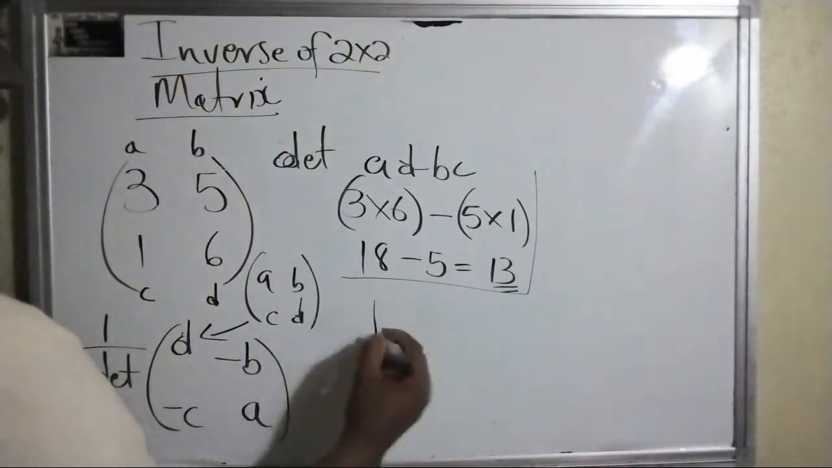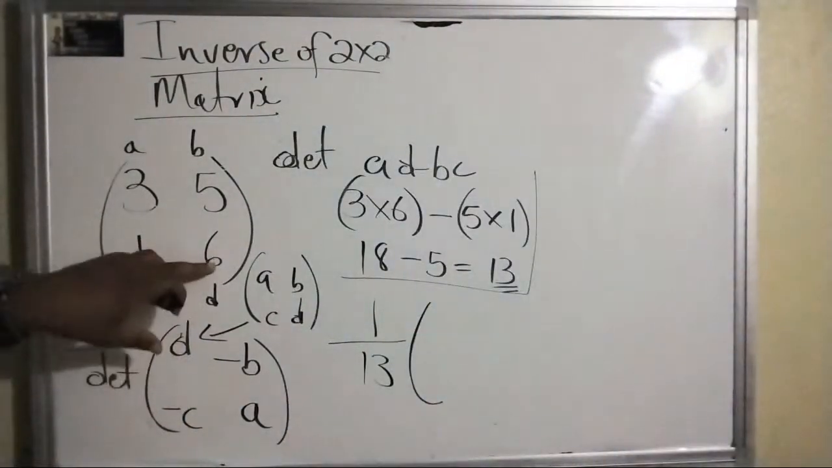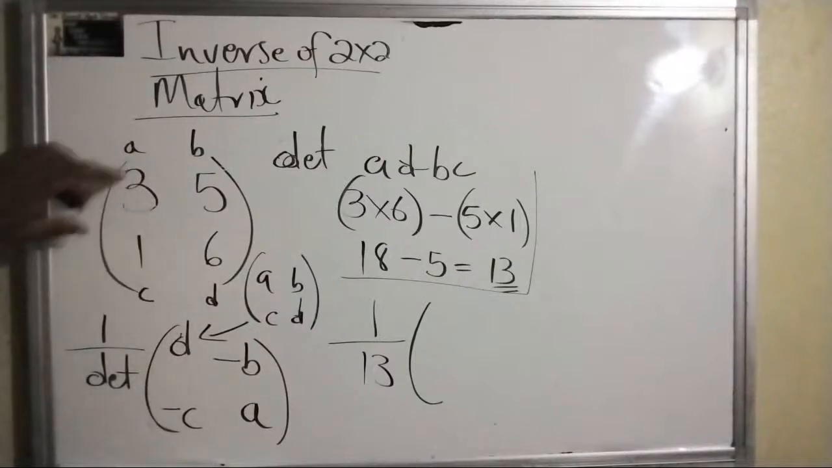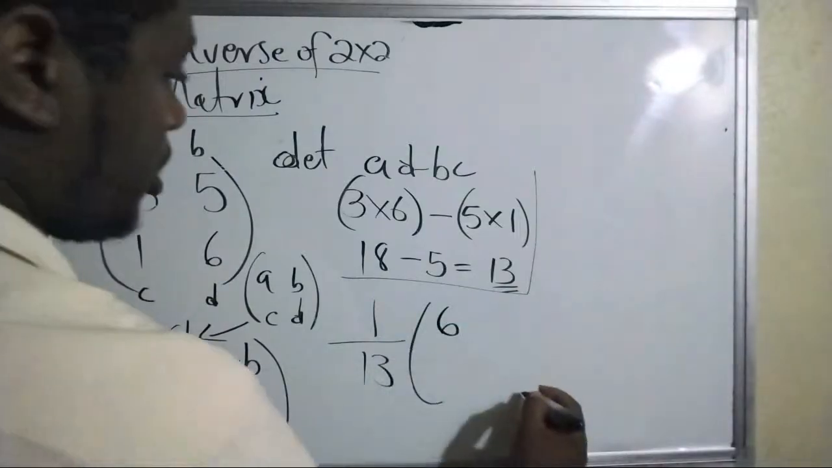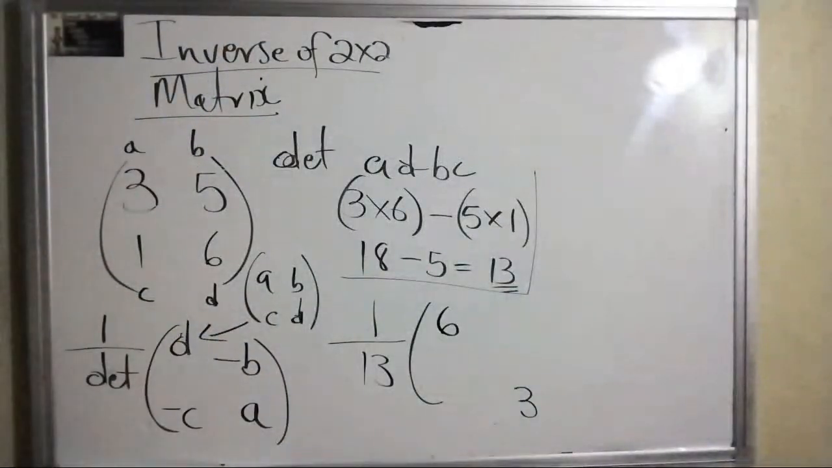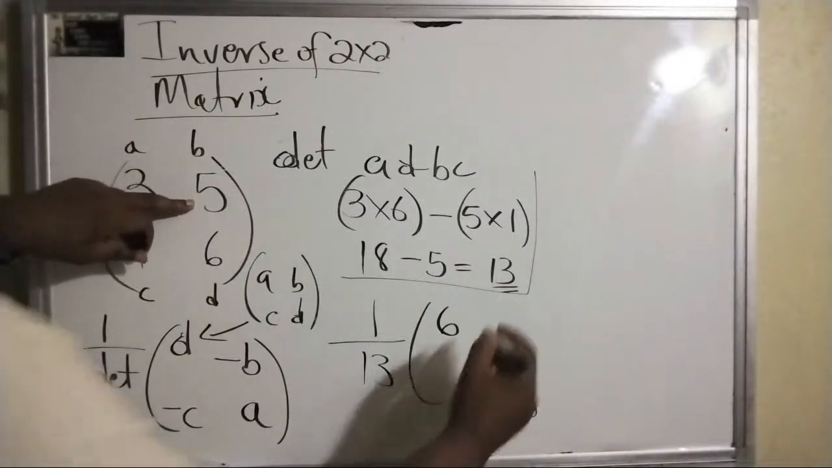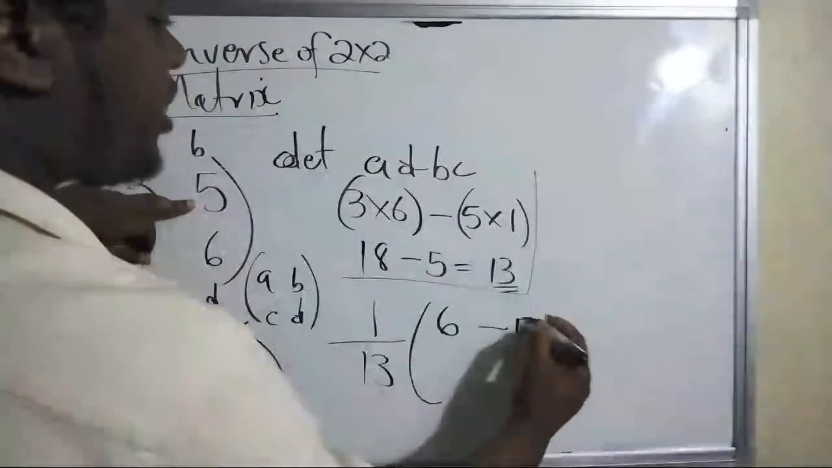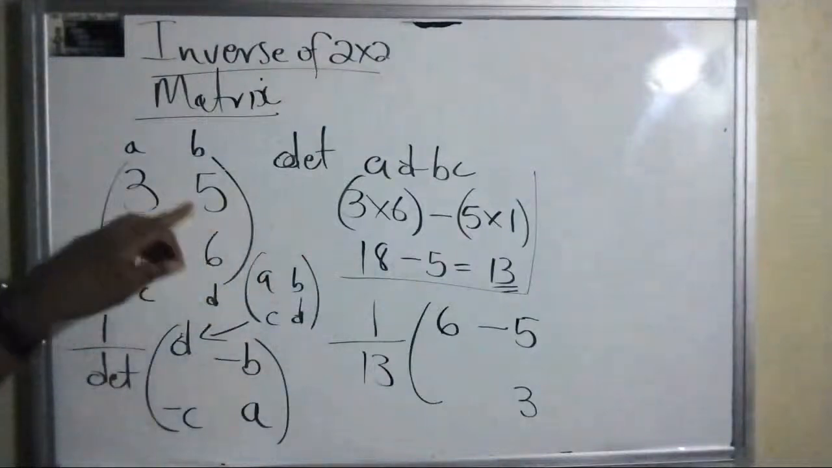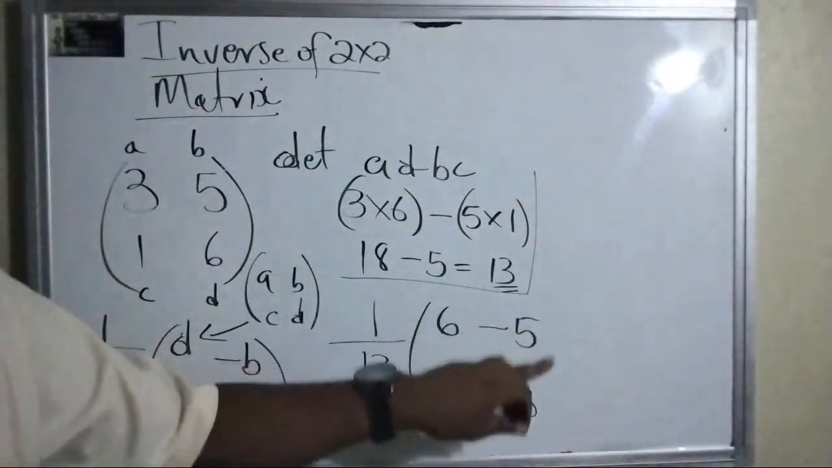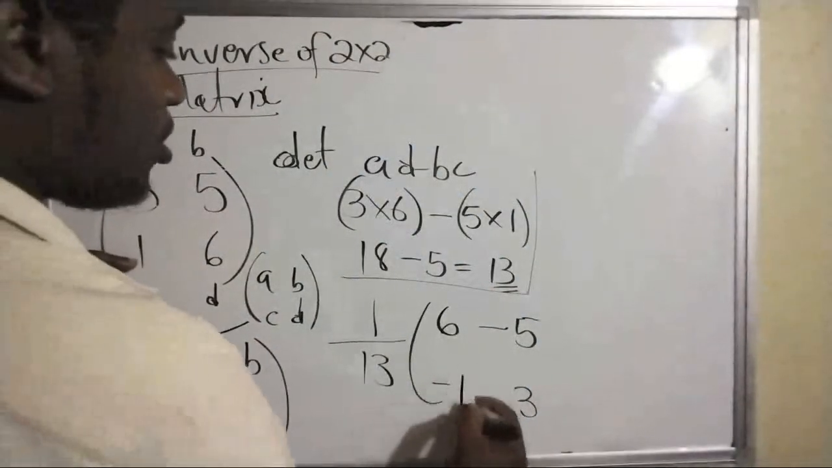But since we already got the determinant to be 13, 6 is D, so we change the position. 6 goes there and then 3 goes there. But it says we must change the sign. So this is positive, so it becomes negative 5. And if this was negative 5 before, it would have changed to positive 5. This is positive 1, so it is negative 1.